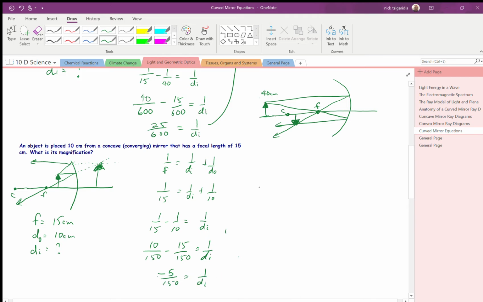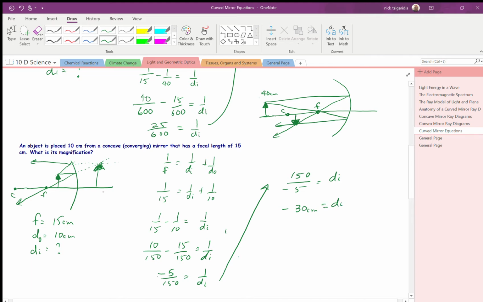Now, of course, I said before I don't want DI. I don't want 1 over DI. I want DI. So I just take the reciprocal of both. I have 150 over negative 5 is equal to DI over 1, which is just DI. And if I do 150 and divide it by negative 5, I end up in a situation where I get negative 30 centimeters equals DI.